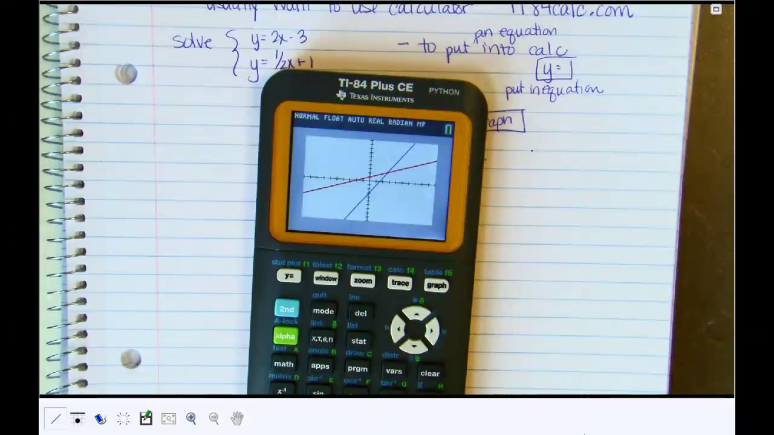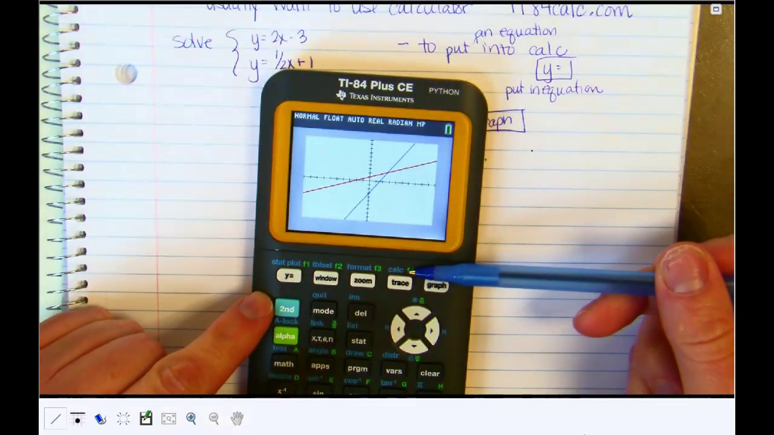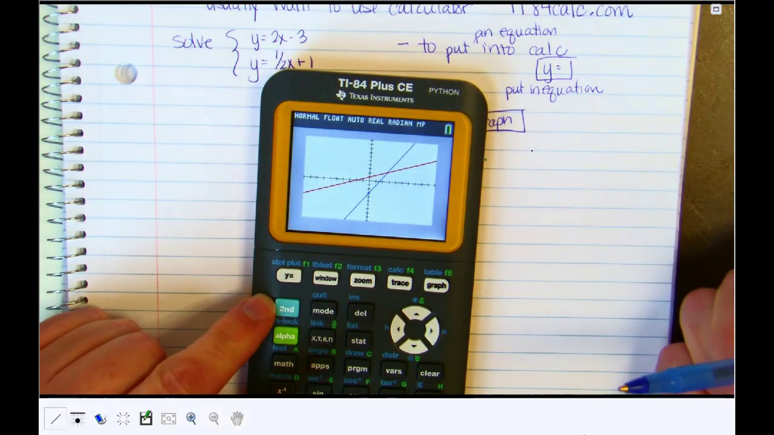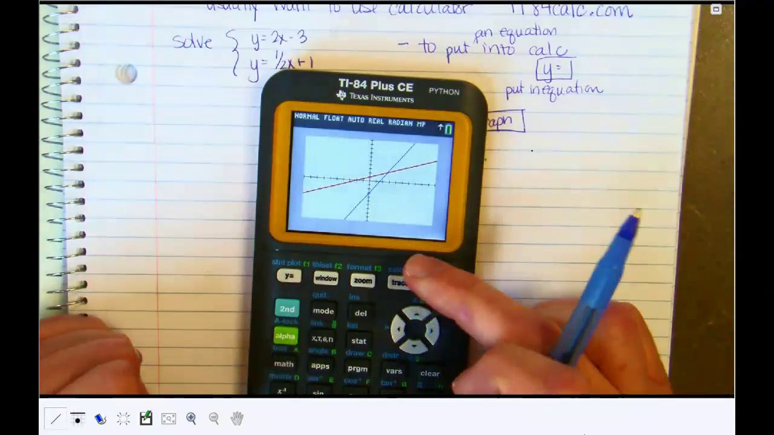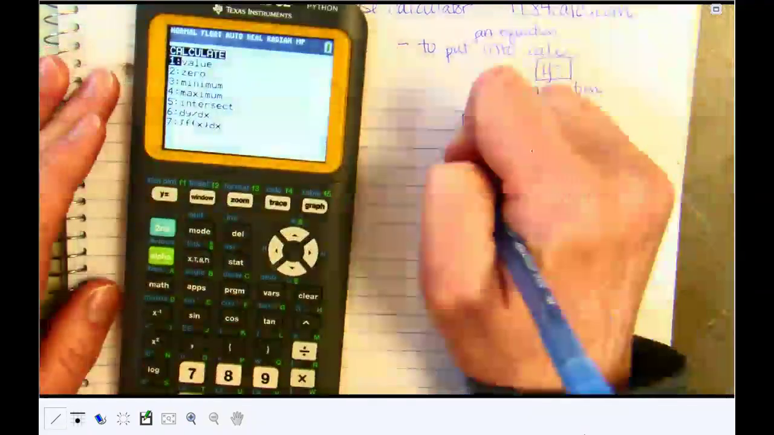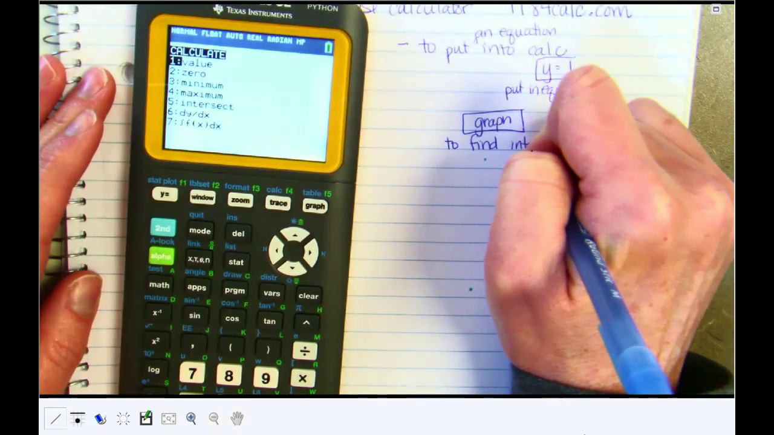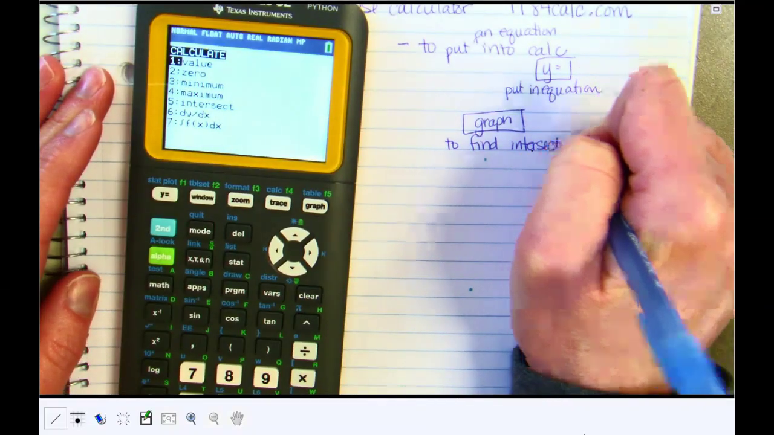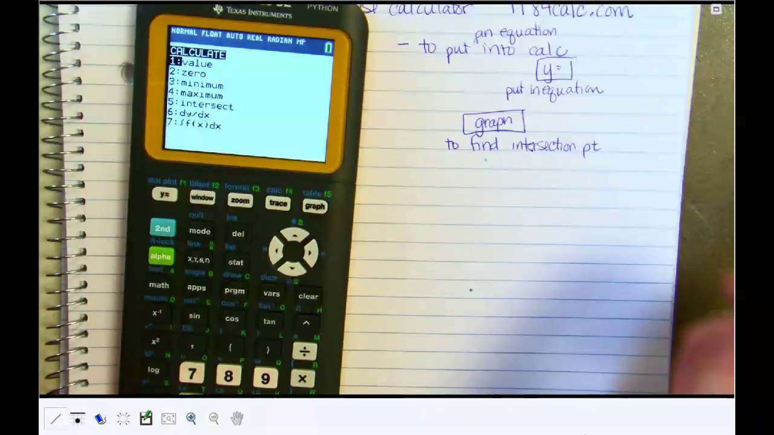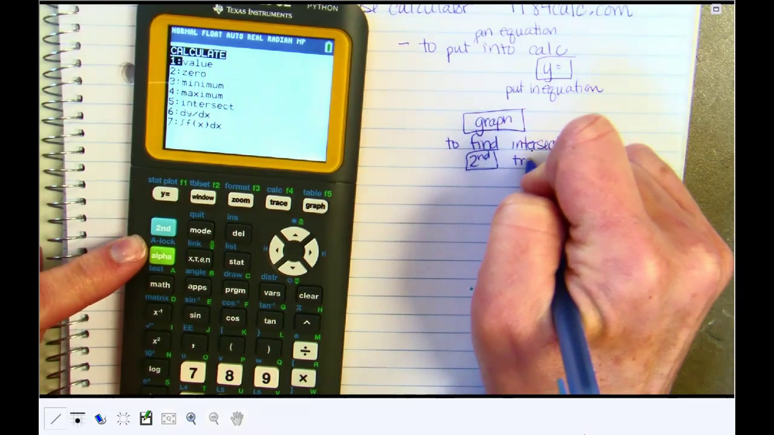Okay, so right up here above the trace, it says calc. That's not short for calculator, it's short for calculation. So we're going to do blue and that calc up there. Let me write on my paper. To find the intersection point, you're going to do second and trace.